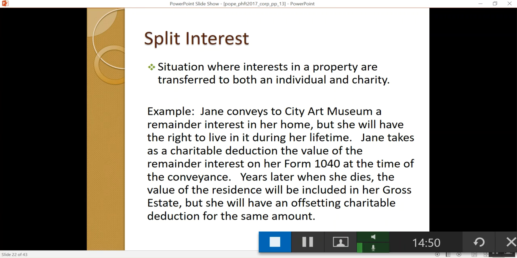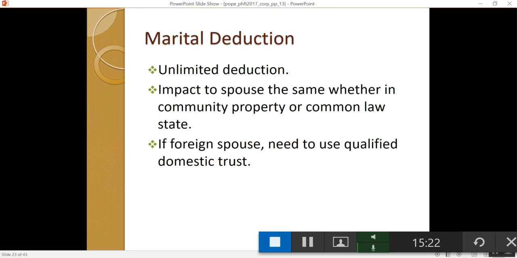And the bad thing about the way that she did it is that Jane's estate is not going to be able to offset the inclusion of the value of that residence by a charitable contribution, because gifting it to your kid is not like gifting it to a charitable organization like the City Art Museum. So that covers really what a split interest is with regard to charitable deductions.